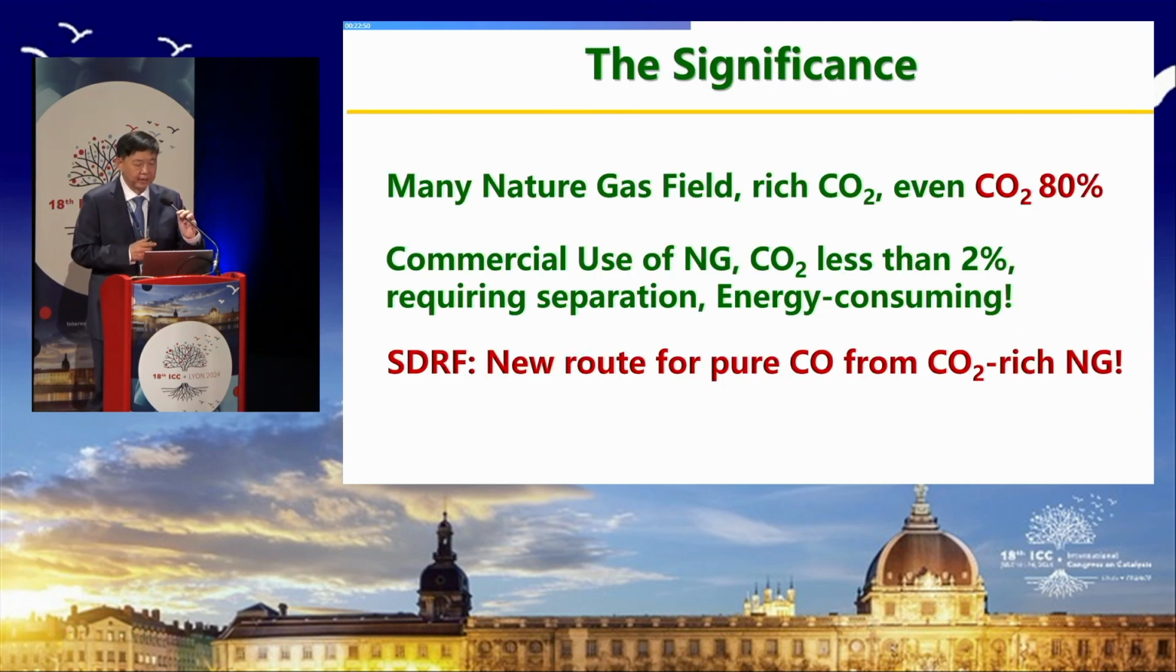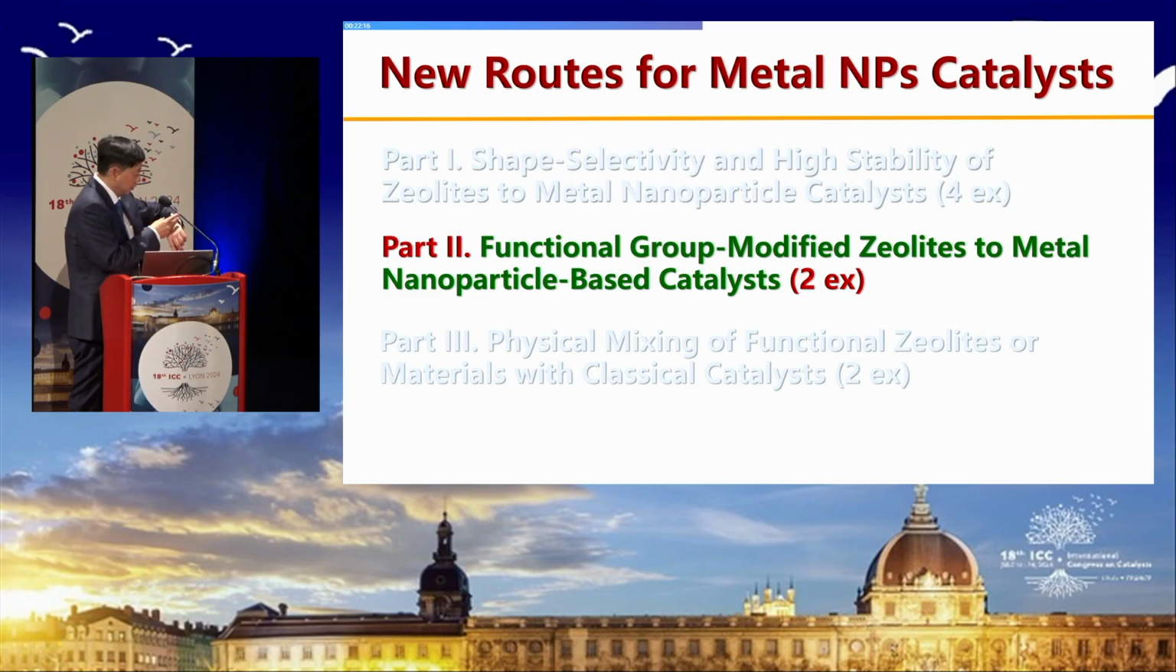This reaction is also important for many natural gas fields that are rich in carbon dioxide, in some cases even higher than 80%. But for the commercial use of natural gas, carbon dioxide should always be less than 2%, which requires separation of carbon dioxide from natural gas, which is really energy consuming. But here, I give a new route: we can get pure CO even from carbon-rich natural gas. So which is very, very important. That was the first part, almost 17 minutes.